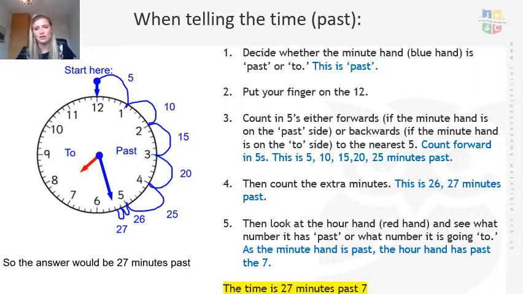Once we know that, we can then look at the hour hand. We know it's going to be past, so we need to see which hour it has passed. We can see it's clearly past the 7, it hasn't got to the 8 yet, so we know the time is 27 minutes past 7.